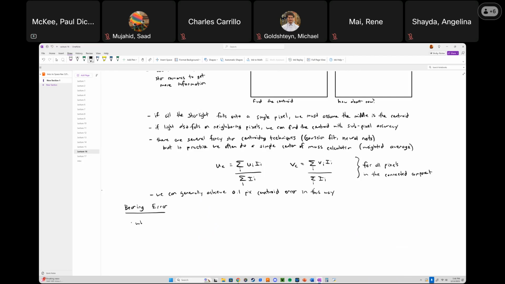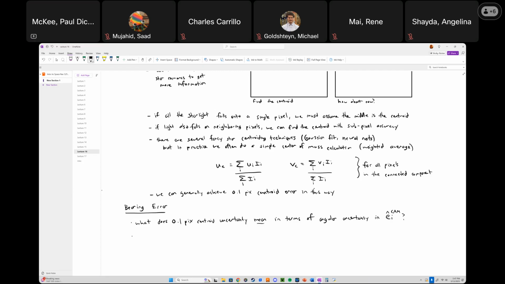So what does 1/10 of a pixel centroid error, centroid uncertainty, mean in terms of angular uncertainty in our final vector, EI cam? What's the relationship?